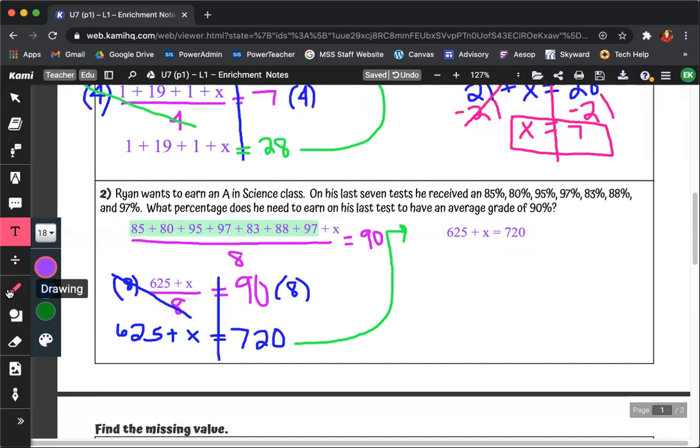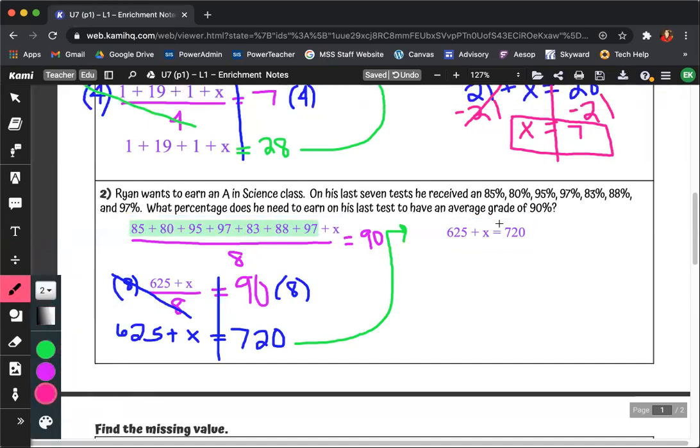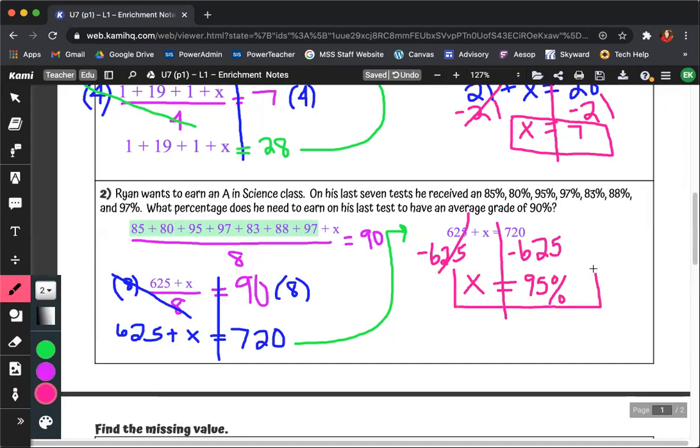Now we've got our one-step equation that we can solve. We have positive 625. I'm going to get rid of it by subtracting 625 from both sides. On the side with the variable, it should cancel to leave just x. On the other side, I'm subtracting 720 minus 625, and I get 95. So if he wants to have an average of 90%, he has to get a 95% or higher.